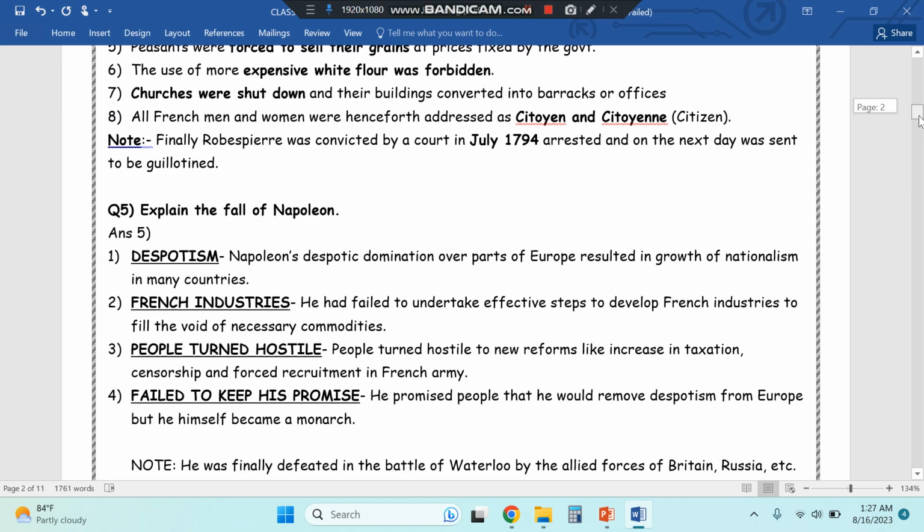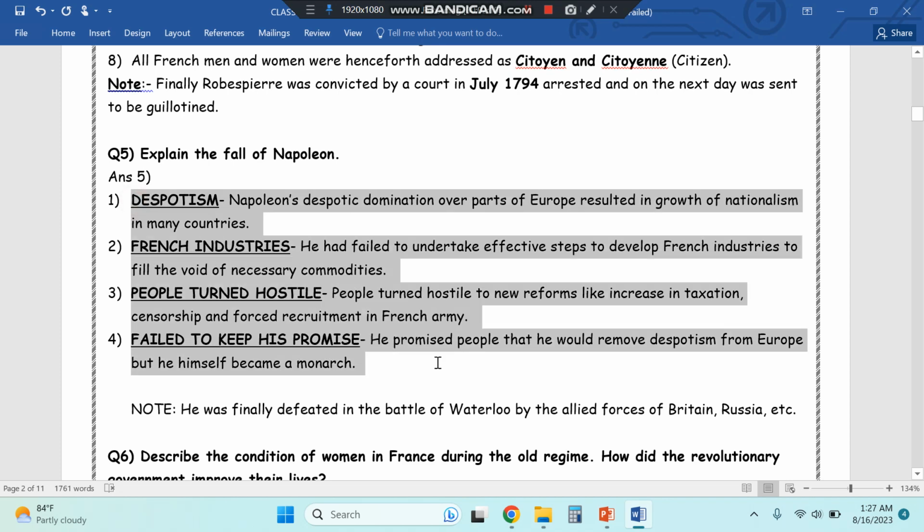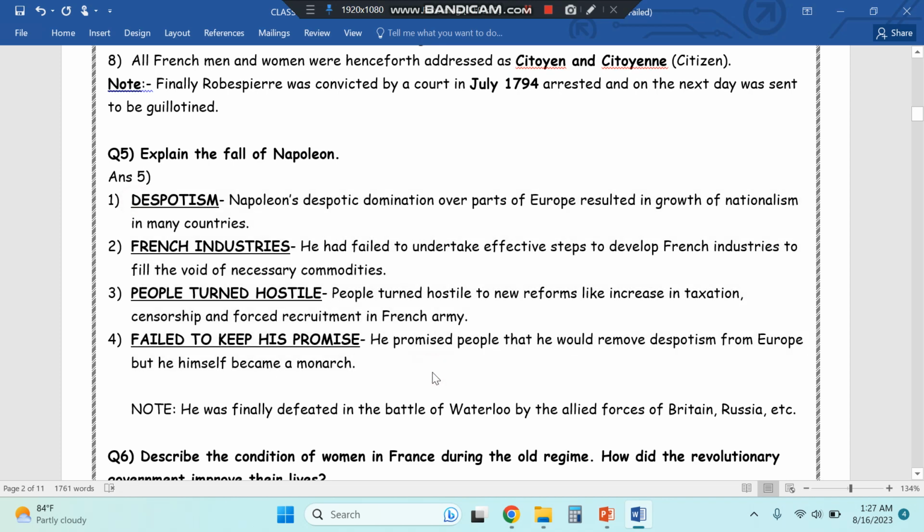The next question, explain the fall of Napoleon. Although all these causes are not given in the book, but again, this has come in various papers that I have seen.